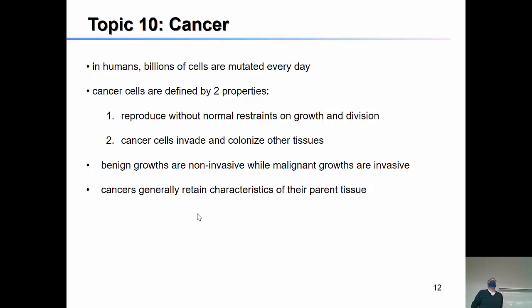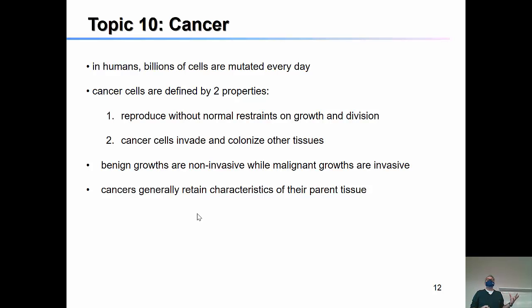So our cells are damaged all the time. And we pick up, it's estimated, something like billions of mutations every day. We, however, have very robust repair mechanisms. And so almost all mutations are fixed. Okay?